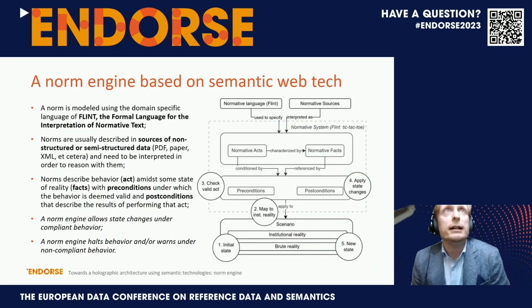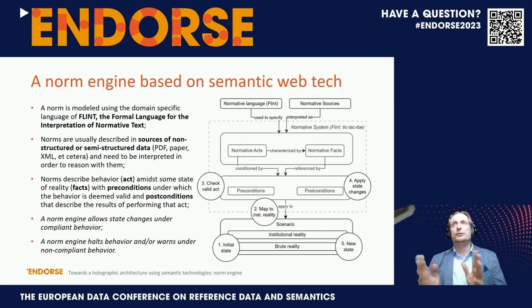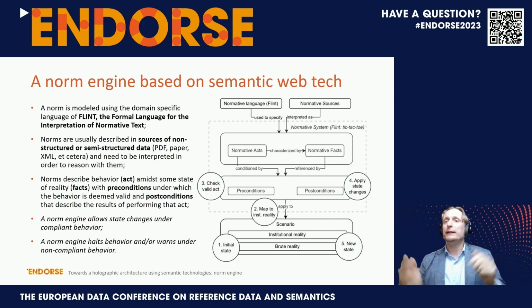So how does that look when we zoom in? A norm engine, let's look at the picture on the right. On the top of the picture, we have a normative language. We can capture any law using Flint. Flint is designed to structure any norm. Then we have a lot of normative sources. I mentioned them already: laws, the GDPR, the budget law, purchase agreements, some ethical rule, you name it. And we specify that source in the language of Flint, right?